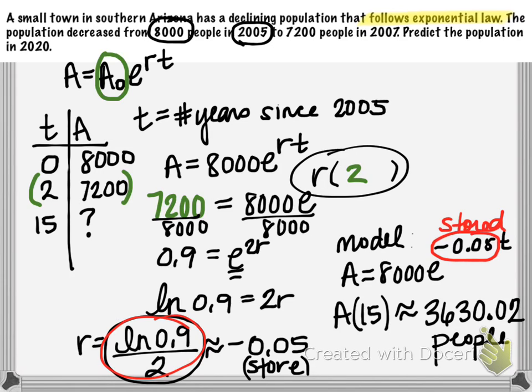And I know you can't have 0.02 of a person, or at least we can't measure that, but I do like you to go ahead and include your decimals so that we can check the accuracy of your computations.